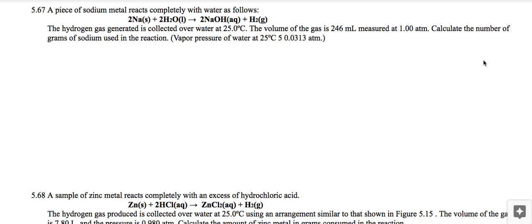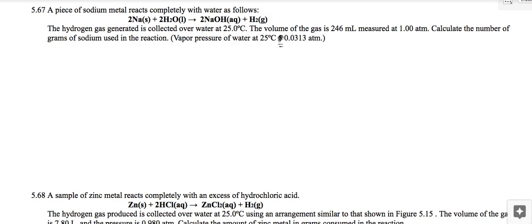All right, so let's look at this one together and see if we can come up with some information. Again, this is a copy mistake. This here should be an equal sign. So we have a piece of sodium metal that reacts and does that equation.